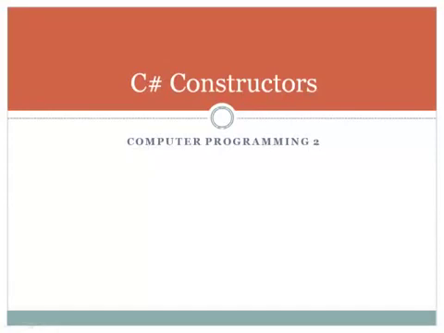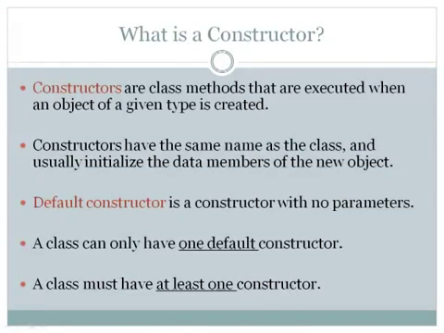In this short video, we're going to look at constructors in C#. Remember that constructors are one of the class method types. They are always executed when an object of whatever the class type is created. Constructors always have the same name as the class, and generally inside the constructor you'll initialize all of the data members or the class instance variables of that new object.